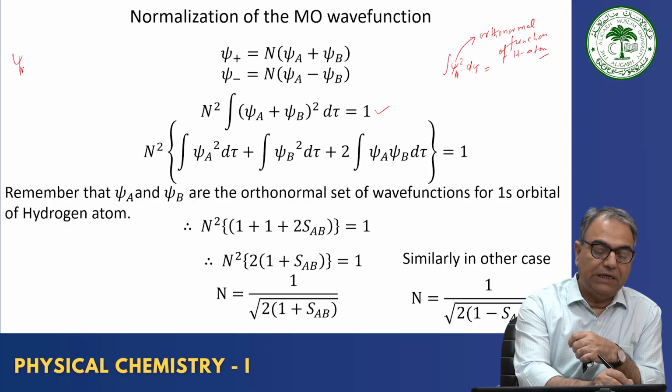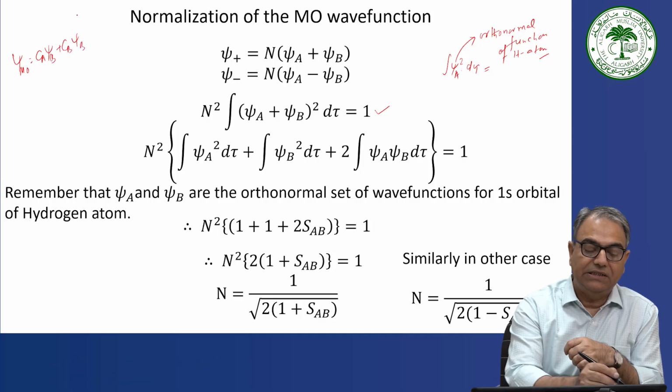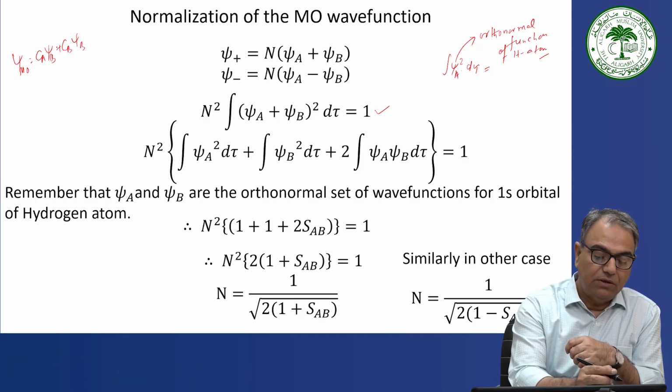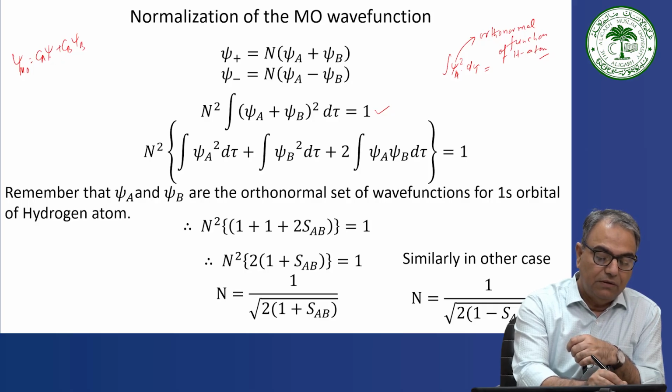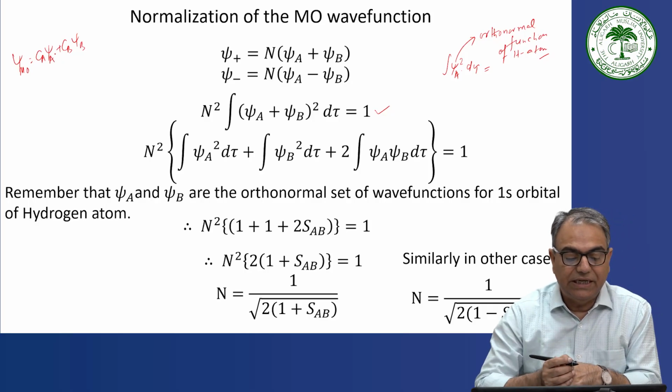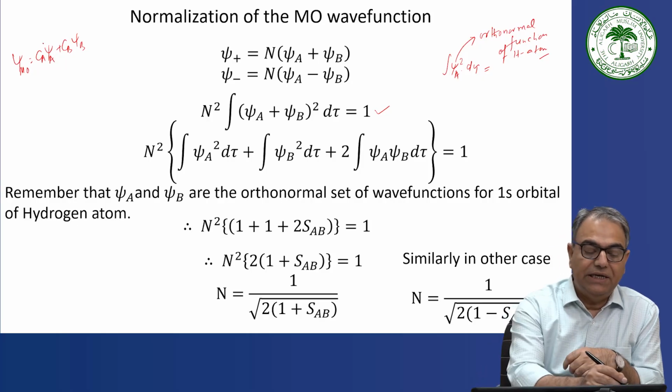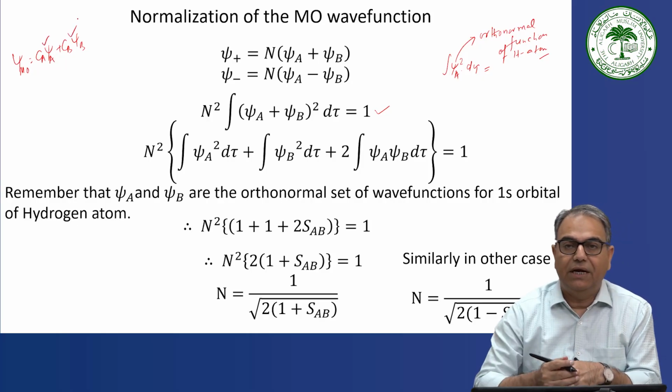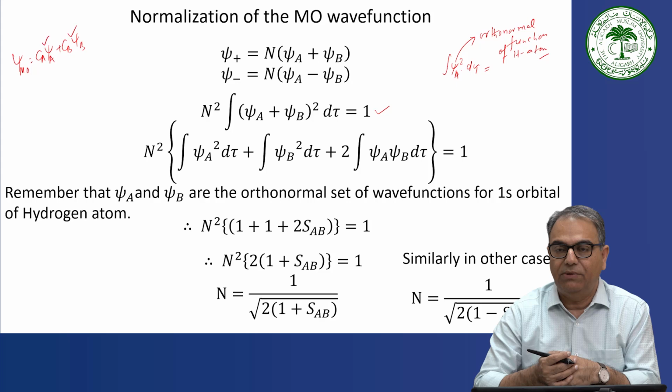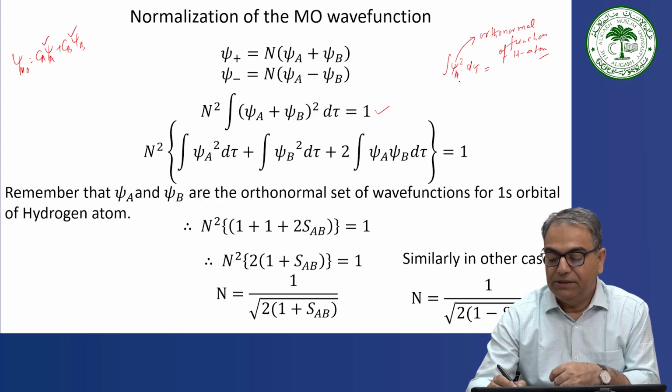We initiated with psi mo is equal to Ca psi a plus Cb psi b, where psi a and psi b are the eigenfunctions of the hydrogen atom, which is obviously an orthonormal set. So what does it mean? It is the normalization condition, so this will be equal to 1.